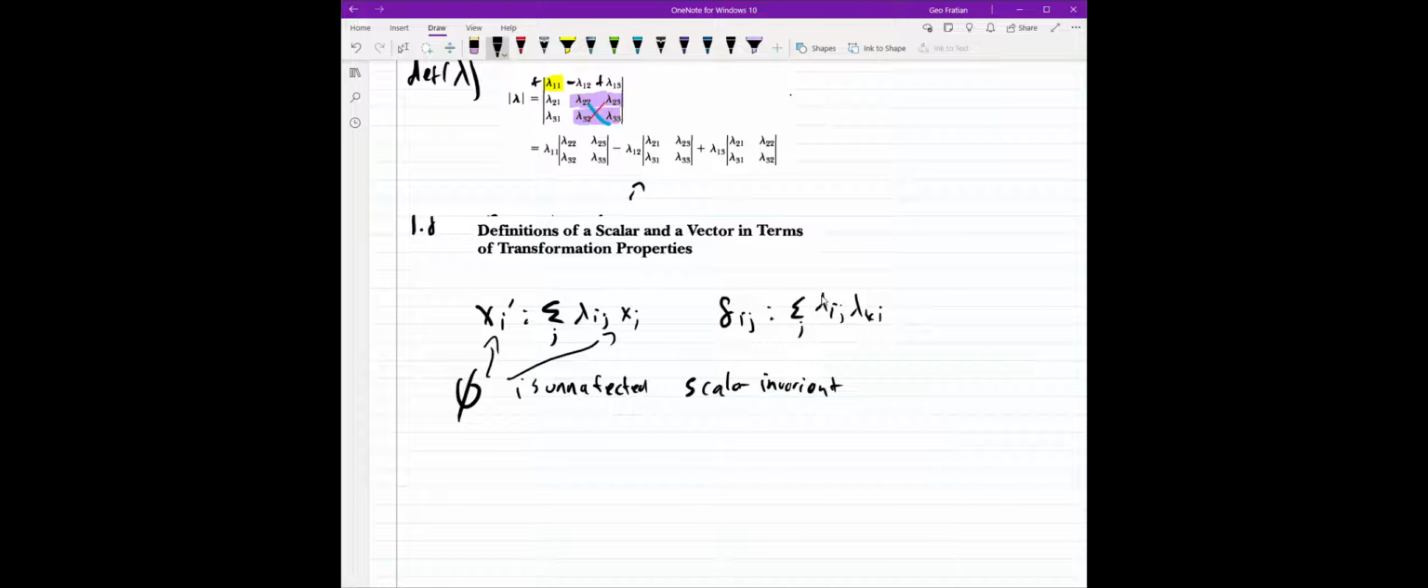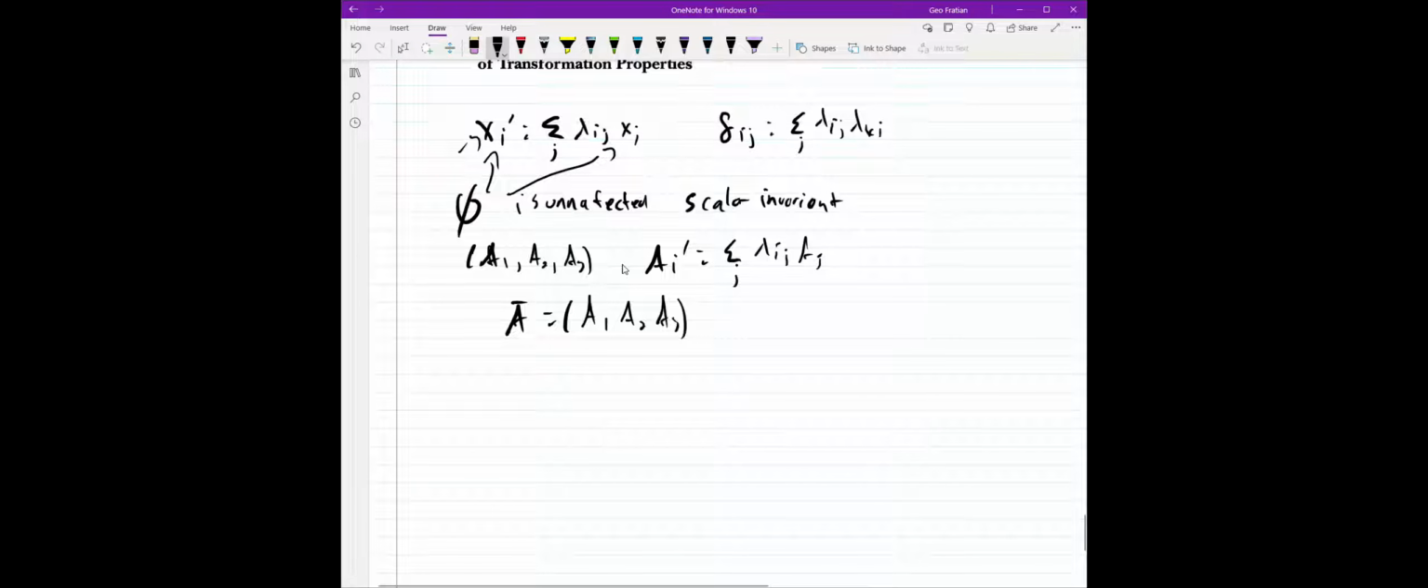And then if we have some quantities like A1, A2, A3, this could be like a point or something. A_i prime is equal to the sum over j of lambda_ij a_j. In other words, we just plug it into here. And then this right here, A is a vector, and it's defined as A1, A2, A3. That's a row vector, but it doesn't really matter. But okay, so that was it for that section. Let's get into elementary scalar and vector operations.